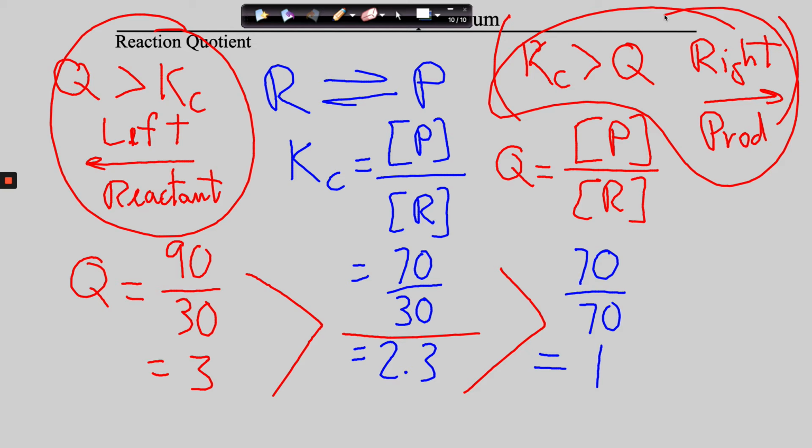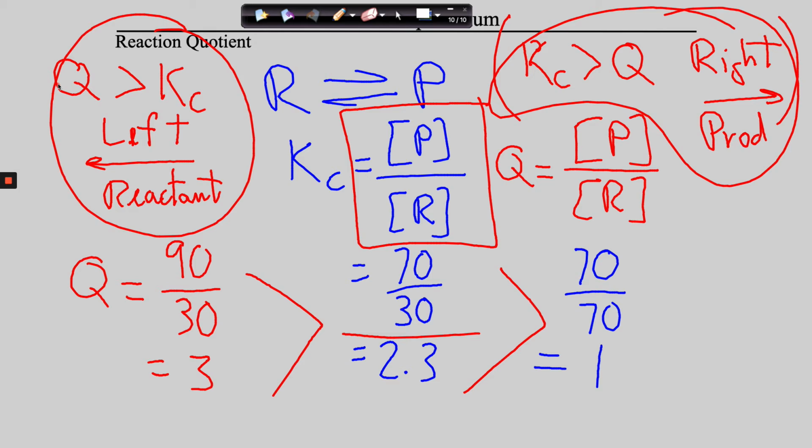Say, for example, Q is bigger than Kc. This is the thinking that I use. If Q is bigger than Kc, and if Q or Kc are both products divided by reactants, which one's too big, the top or the bottom? Let me say it again. If Q is bigger than Kc, which one's too big, the top or the bottom? The top. You've got too much product. So what do you need to do to get rid of product? Turn it into reactant, and this shifts to the left.